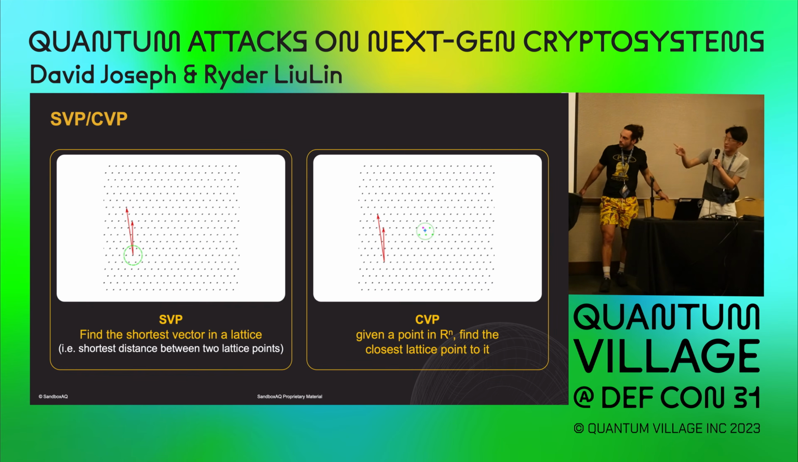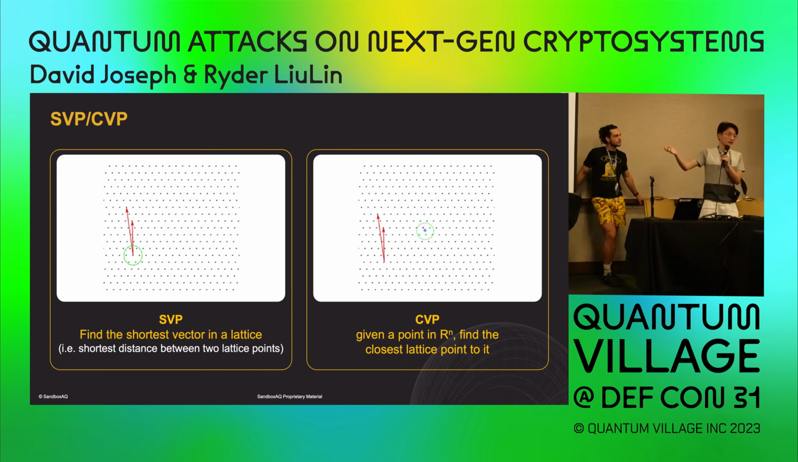So, shortest vector problem. Find the shortest vector in a lattice. If we're given a basis that is the shortest vector, then that's very easy, it's right there. But if we're given a basis that is made up of multiple very long vectors, then the shortest vector might be some linear combination of those two very long vectors.